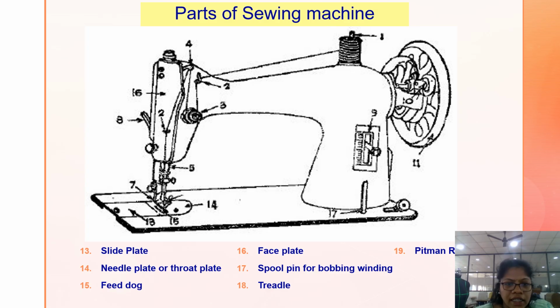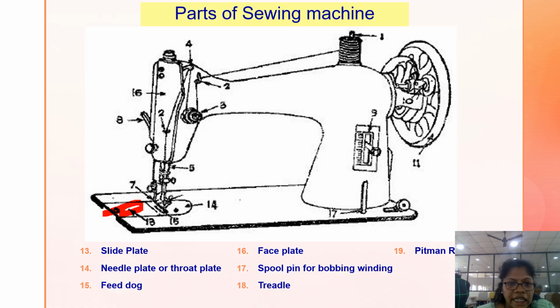Okay, next one is the side plate. Here you can see the side plate. The side plate is a rectangular plate which can be slid open to remove and put the bobbin and bobbin case inside the machine.